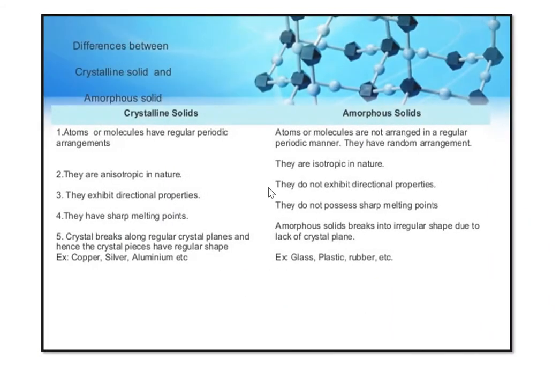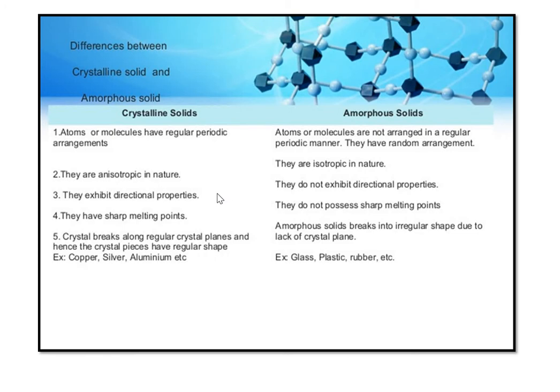Now, what are the differences between crystalline solids and amorphous solids? The first point is, in crystalline solids, atoms or molecules have regular periodic arrangements. On the other hand, in amorphous solids, atoms or molecules are not arranged in a regular periodic manner. They have random arrangement. Second one, crystalline solids are anisotropic in nature, while amorphous solids are isotropic in nature. Crystalline solids exhibit directional properties, while amorphous solids do not exhibit directional properties.